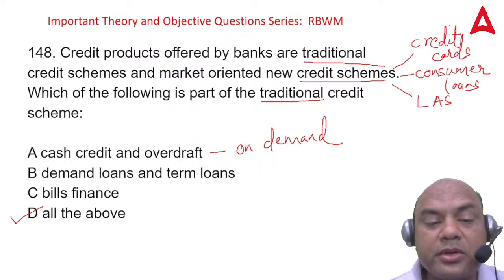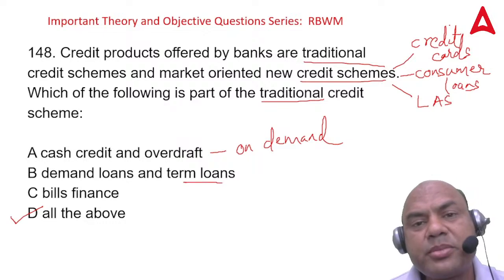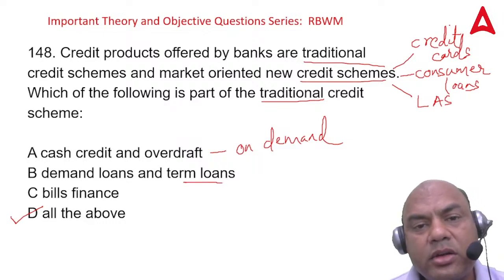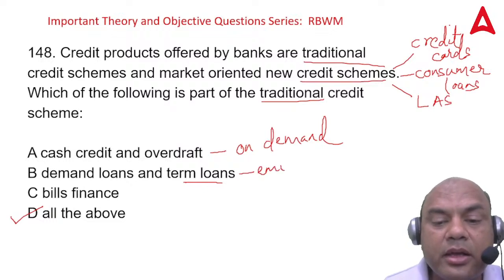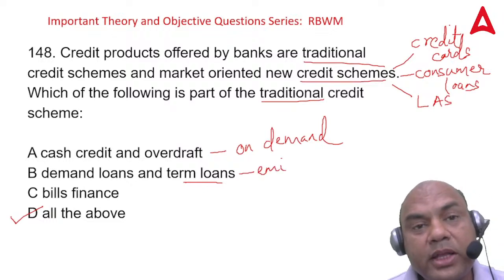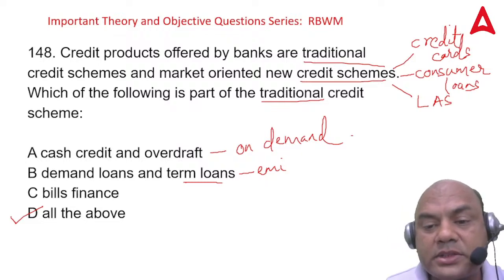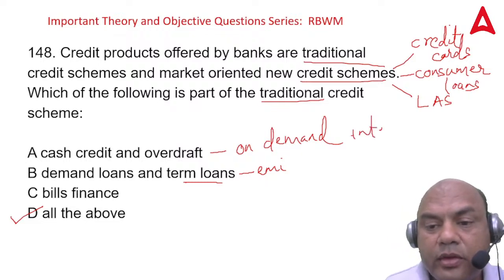Demand loans and term loans. So demand loan means it's again the same part, like CCOD. Term loan means your home loan. Simple. Home loan, car loan. These are all term loans, where you pay EMI. In CCOD, we don't pay the EMI. We pay only interest over here.